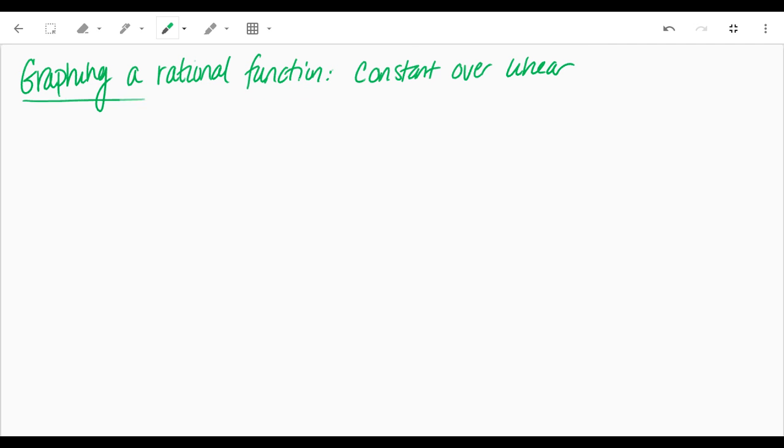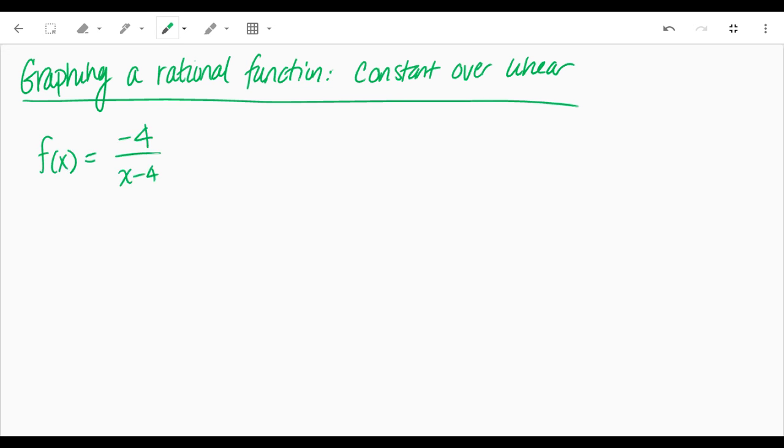Okay, now we're going to get into a little bit of the graphing of these rational functions. So we're going to build on what we already did. The first step is going to be to figure out what the asymptotes are, which you've already done. So we'll go over that just a little bit again. We're going to have, again, a constant over a linear.